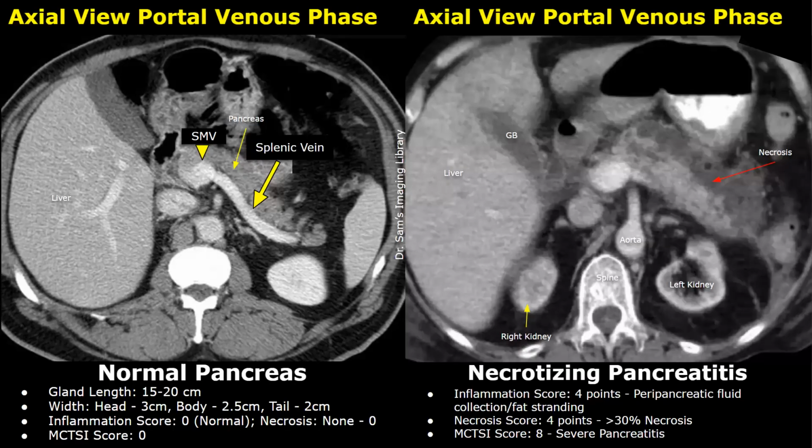More than 30% necrosis is present, so the necrosis score will be 4 as well. There was no extrapancreatic complication in this case, so the score will be 0 for extrapancreatic complication. The MCTSI score will be 4 plus 4 equals 8, which is severe pancreatitis.